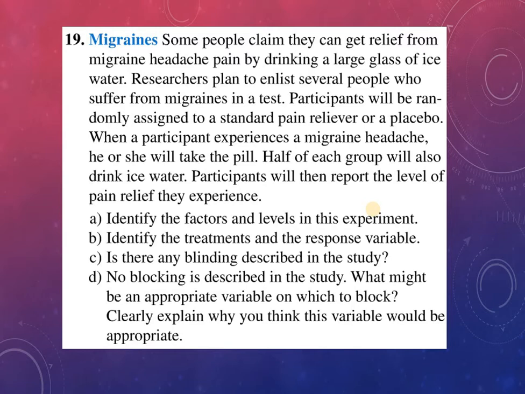So there's no blocking. Tell me something that you might block on when dealing with migraines. Age. So younger people versus old fogies. What else might I block on for migraines? What might affect your migraine levels? Gender. Gender could be a big player. Is there anything else that you think might affect migraines? Maybe general health. Maybe whether they get chronic migraines or not. All of these different things can play a role.